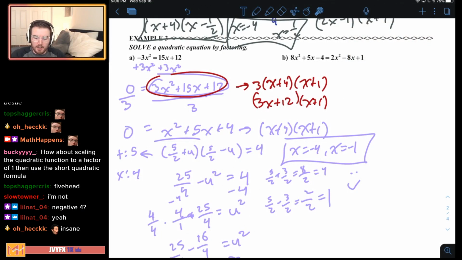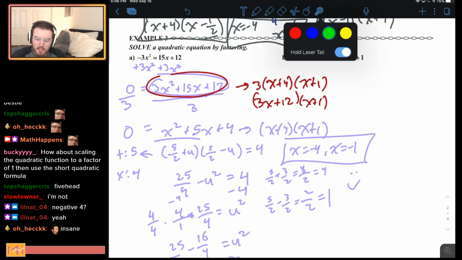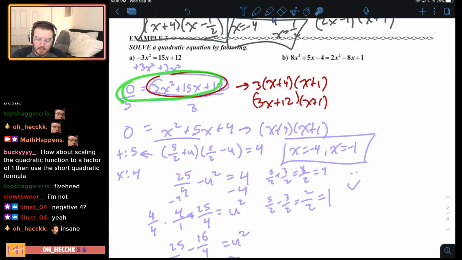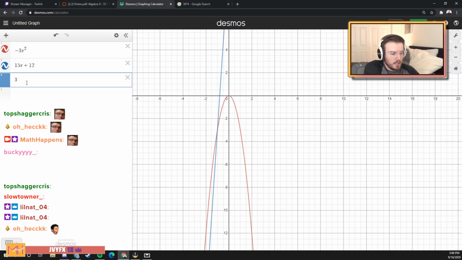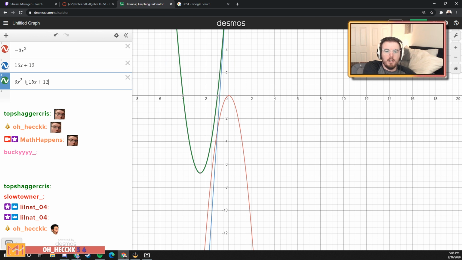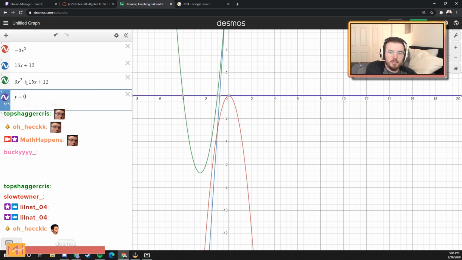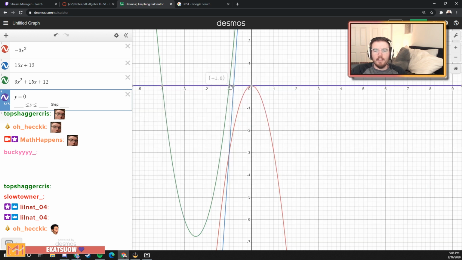What did I do to start? I set it equal to 0, didn't I? Right? I set it equal to 0. I can also plug that into Desmos. Plug in the left side, plug in the right side. Check this out. Let's do that. So we got 3x squared plus 15x plus 12. And then we have y equals 0. And where do they intersect? At -1 and at -4. Funny how that works out, eh?